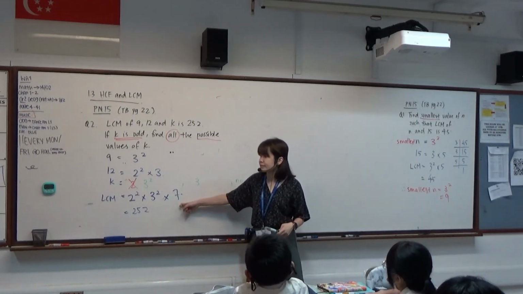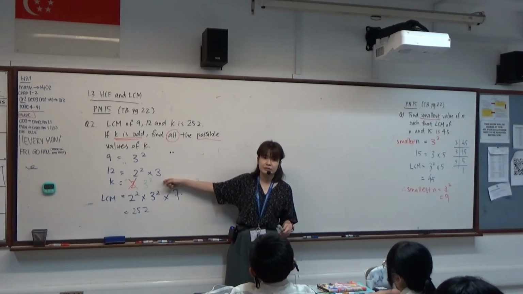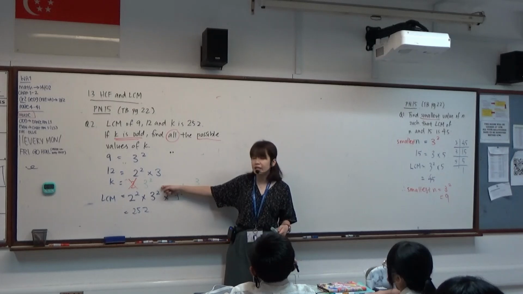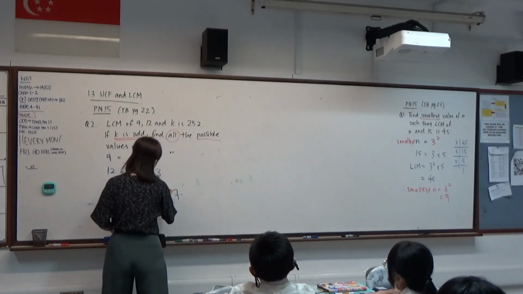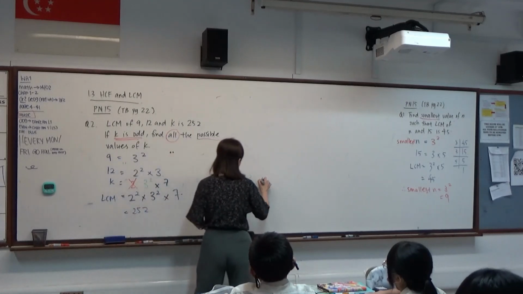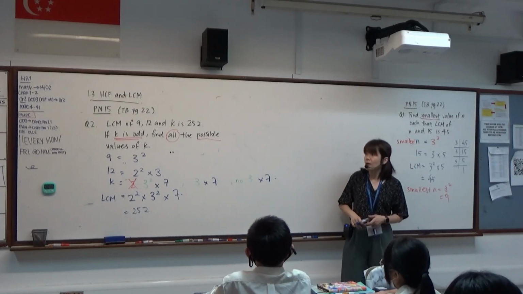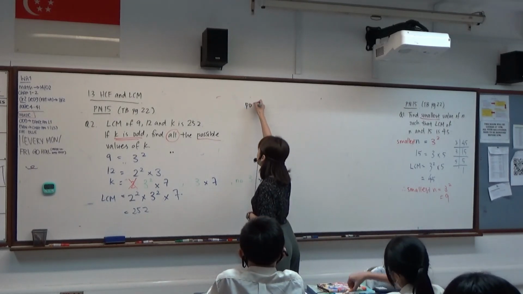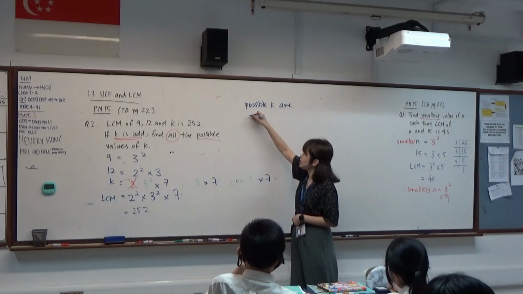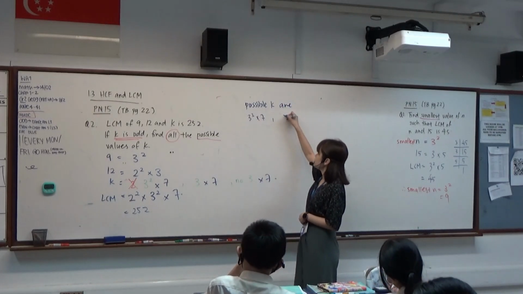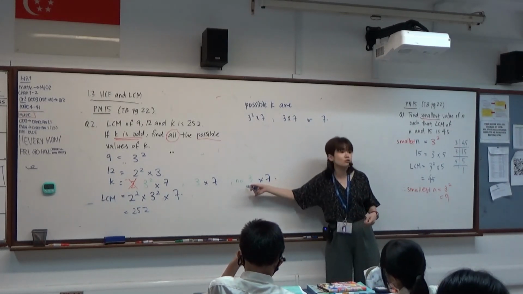Next one, look at 7. 9 and 12 has no 7 in it. What does this mean about K? We must have 7. So 7 is a must. So therefore, all my possible values of K will have to be 3 squared times 7, 3 times 7, or just 7 itself because no 3.